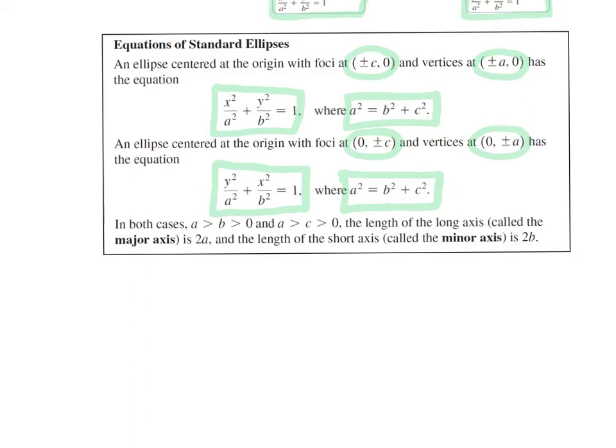We call the longer axis, between your two a values, the major axis. And then the minor axis would be between your two b values, and that's 2 times b.